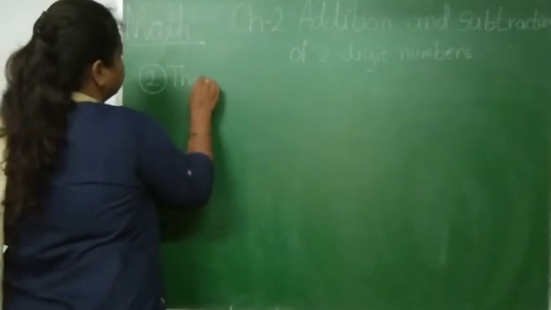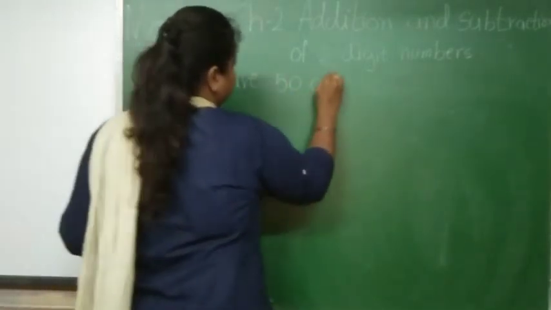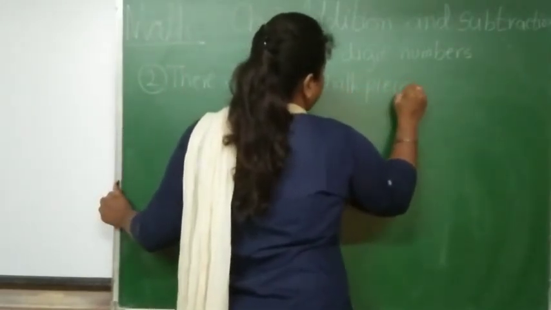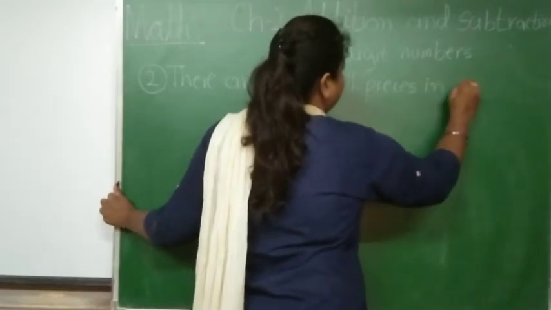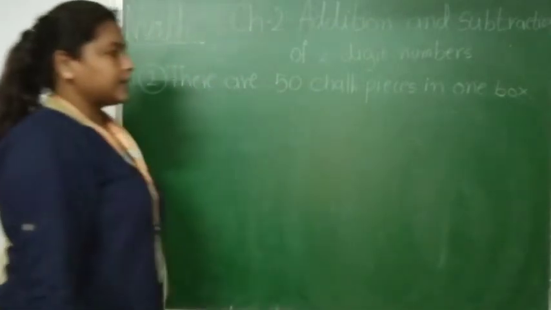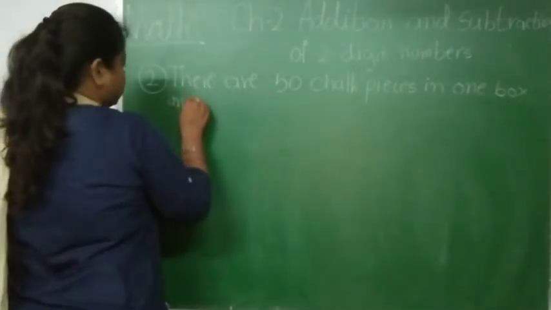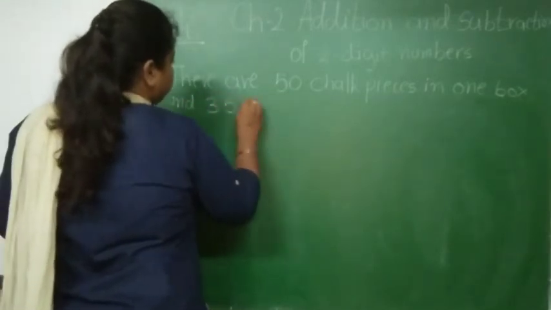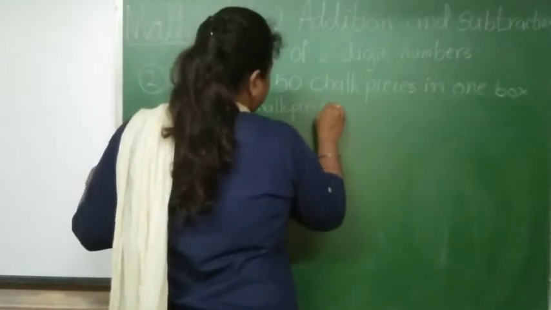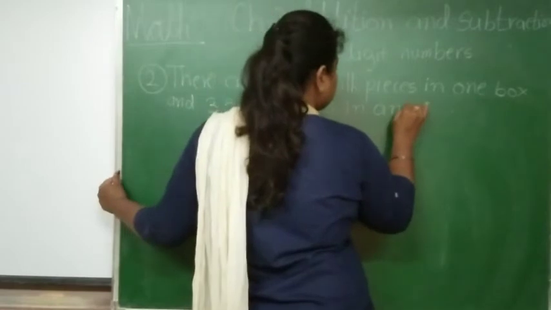There are 50 chalk pieces in one box. How many? Yes, 50 chalk pieces in one box and 35 chalk pieces in another box.